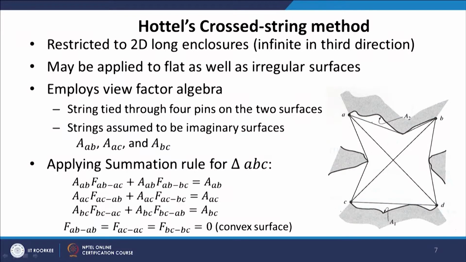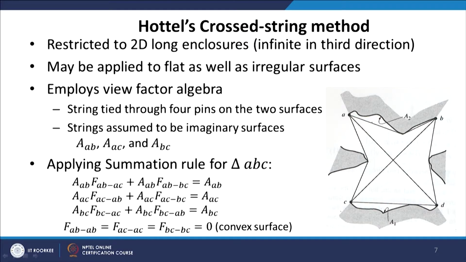Now, we will discuss the other method, the Hottel cross string method. This method is very powerful and very simple in calculating the view factors. The only condition is that it is restricted to 2-dimensional enclosures. That means the surfaces for which the view factor is being calculated have to be infinitely long in the third dimension. Okay. For these type of surfaces we can calculate the view factor using the Hottel cross string method.